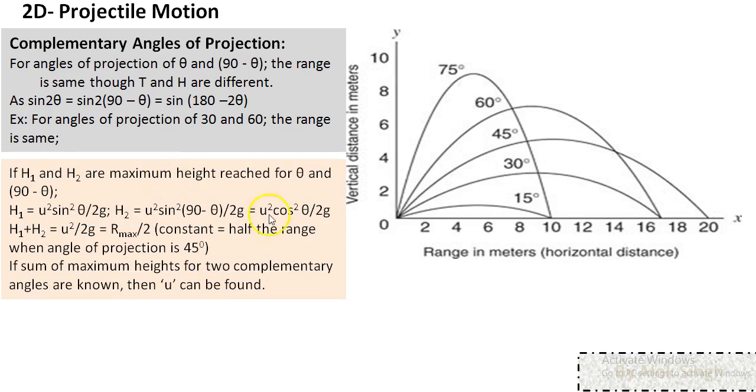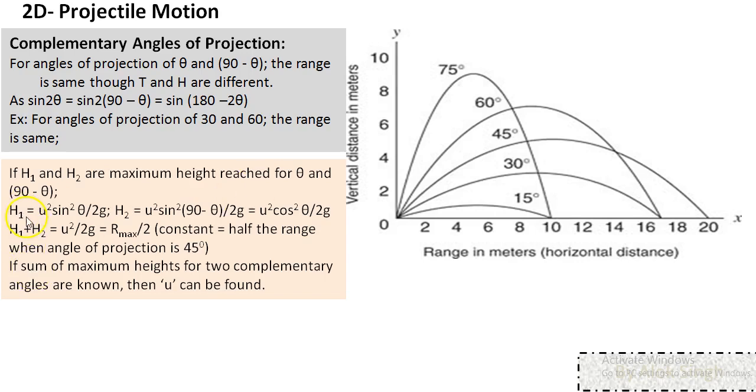We also notice the maximum height keeps on changing. Here we notice the maximum height at 15 degree, 30 degree, 45 degree, 60 degree, 75 degree keeps on increasing. Let's say H1 and H2 are maximum heights reached for angle theta and 90 minus theta, complementary angles. So which two heights can we take here? Either we can take H1 for 15 degree and H2 for 75 degree, or H1 for 30 degree and H2 for 60 degree. So H1 and H2 are maximum heights reached for two angles of projection which are complementary in nature.